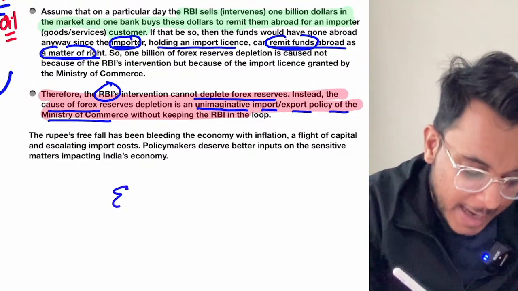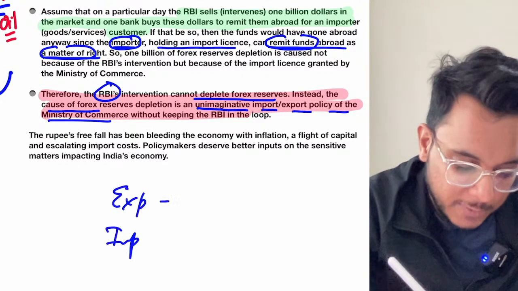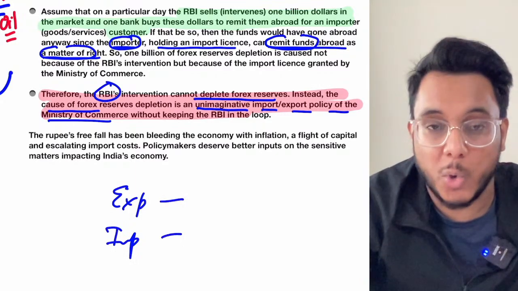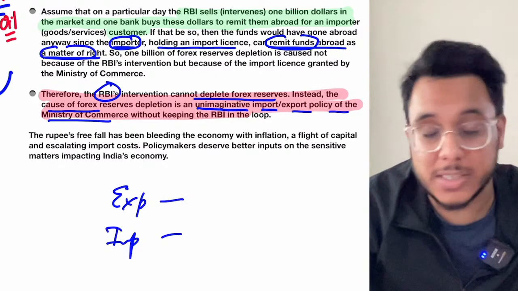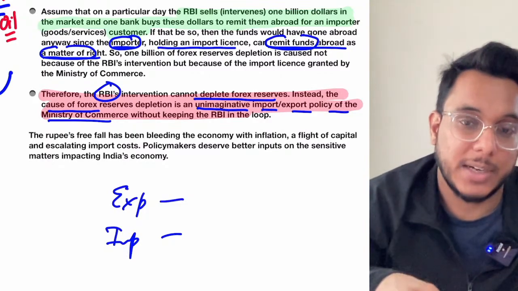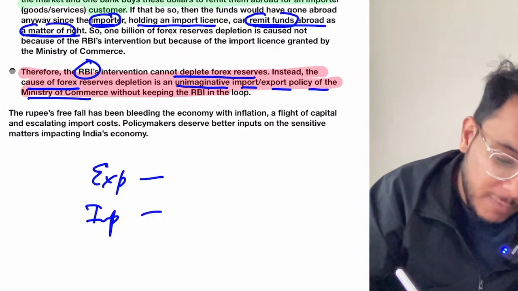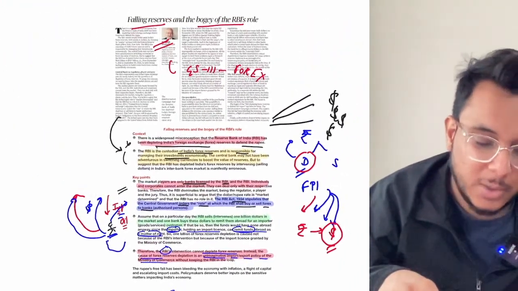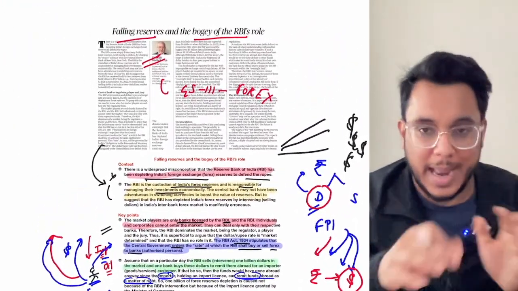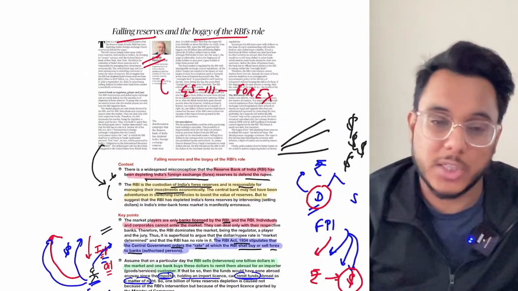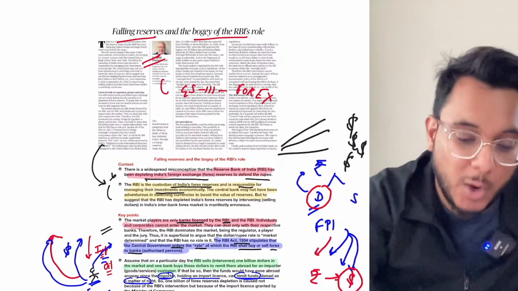reserves. So exports and imports play the most important role in stabilizing the economy and the forex reserves of the central bank. So the rupee fall is something that is to be tackled with the import and export dimension also. That is all about this article, and now we'll move to the next article.